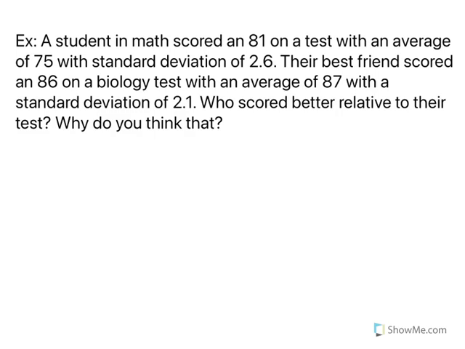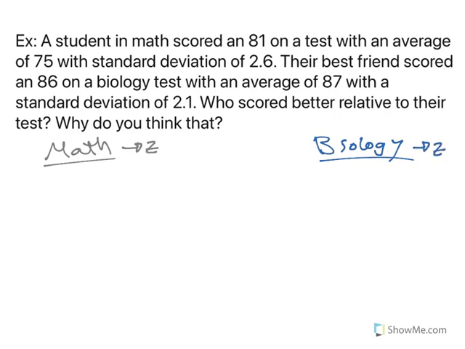Okay, so first let's look at math. But we're comparing it to biology. So this is where you can say, well, this is apples to oranges. We're talking completely different subjects, completely different test types, all of these different things. So how can we really compare? Instead of comparing math to biology, we're going to turn math into a z-score, and we're going to turn biology into a z-score. And then we can compare the z-scores. Whoever has the higher z-score did better on their test.